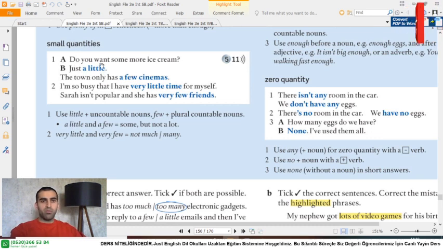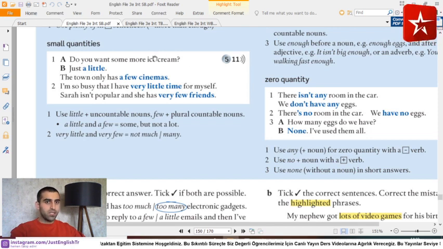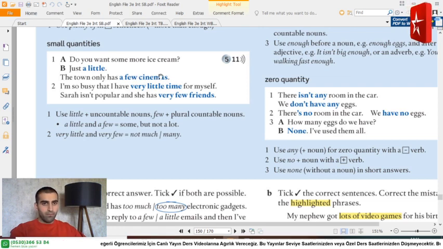Okay. For example, look at number 1. Do you want some more ice cream? Just a little. Why not a few? Because ice cream is an uncountable noun. So, just a little. The town only has a few cinemas. So here we have a countable noun. As you see, we have s in plural, and I use here a few, not a little. If I use a little, it could be a wrong answer because cinema is a countable noun.